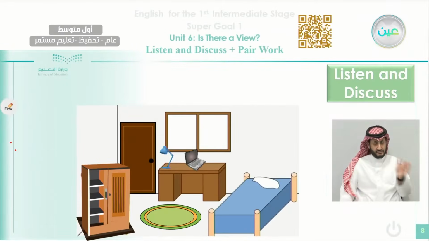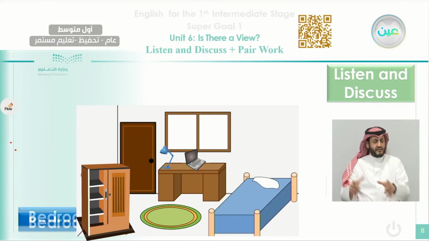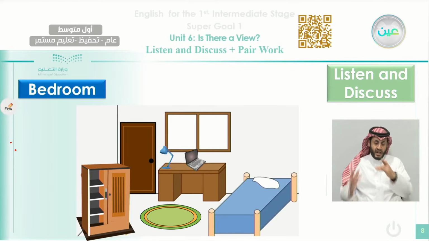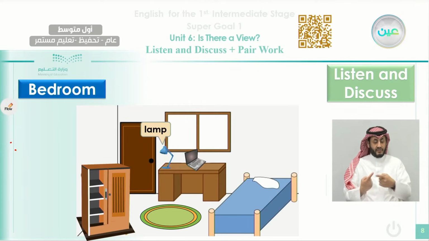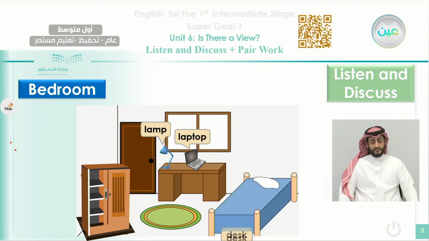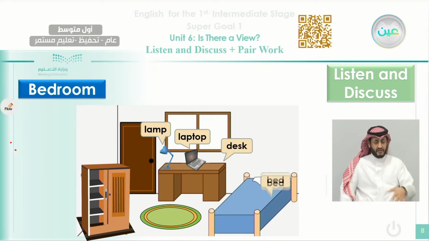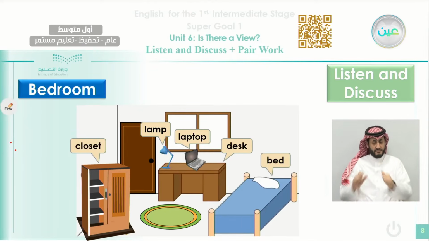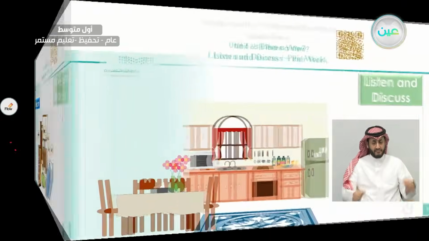And this is another room in your house. Try to think of it and try to identify what this room is. Excellent, that is a bedroom. We call this a bedroom. It is very clear that the items available there indicate that this is a bedroom. What is in the bedroom here? We have a lamp, as you can see here. We have a laptop. We have a desk. We have a bed. We have a closet. We have a rug also.